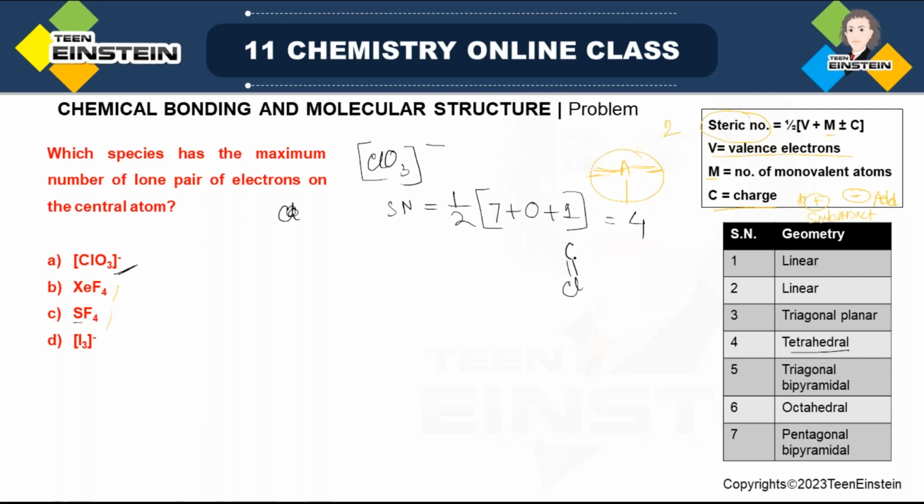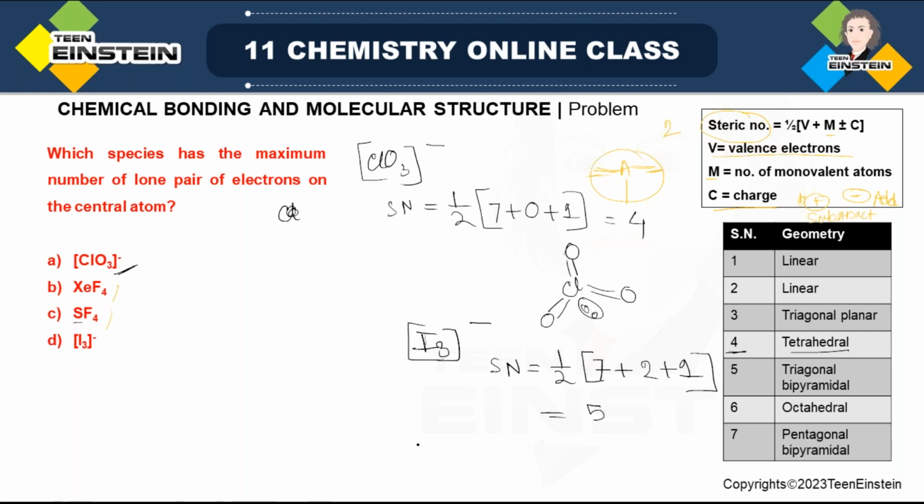So the structure should be like this. Remember, in tetrahedral there are a total of 4 positions, but in one position you have to place a lone pair. So there will be one lone pair. Similarly, if you do this for XeF4 and SF4, you will get the result. And what about I3? I will do it for I3 because it is somewhat different. Among these 3 iodines, one iodine is considered as the central atom. So 7 valence electrons, and the rest of the 2 iodines you consider as 2 monovalent atoms, and a negative charge. So 9 plus 1 gives you 10 by 2, that is 5.